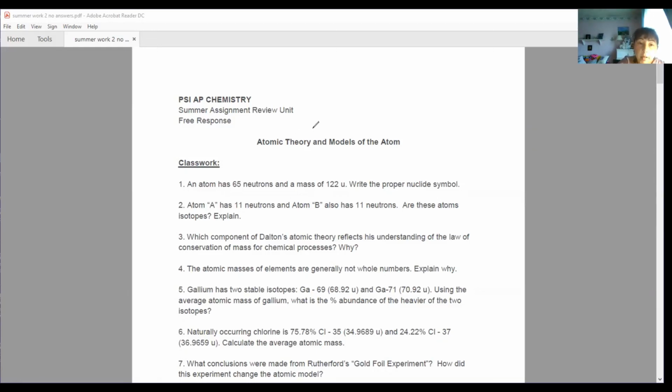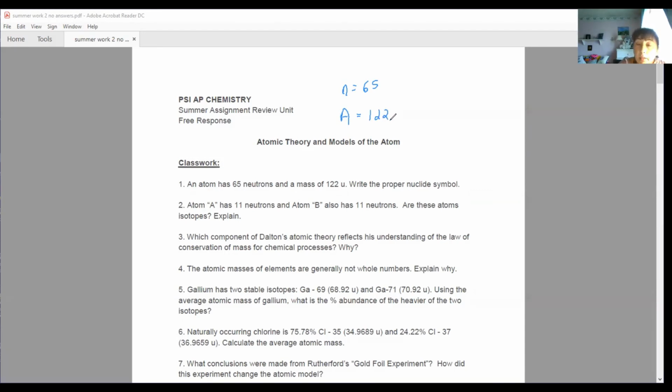Solution for the second packet of chemistry for the summer work. An atom has 65 neutrons, so N is equal to 65. You have a mass, which is the A number, which is 122 units. Write the proper nuclide symbol.